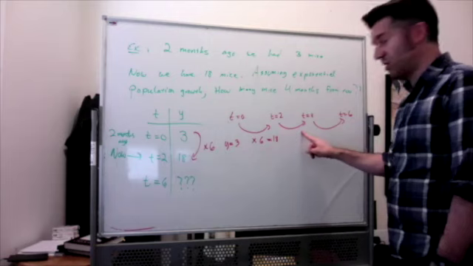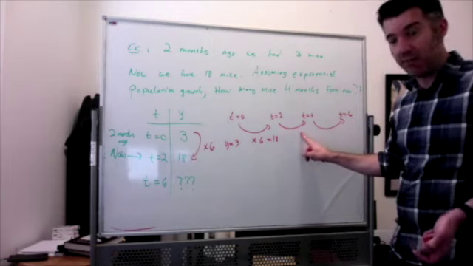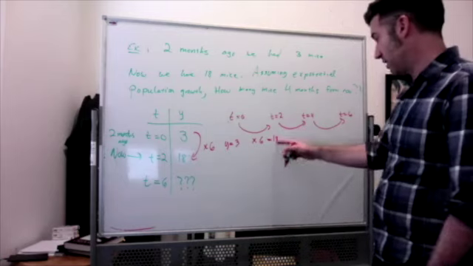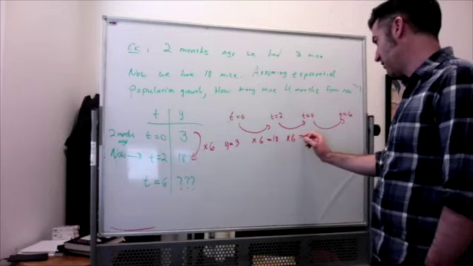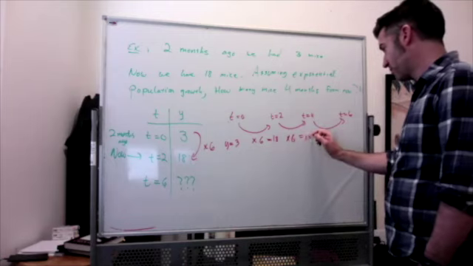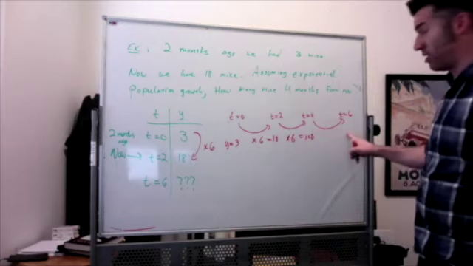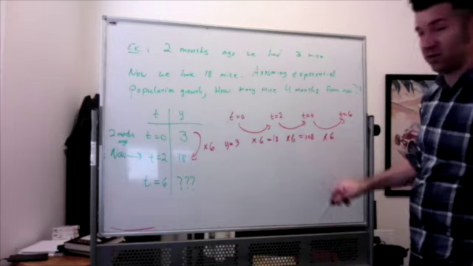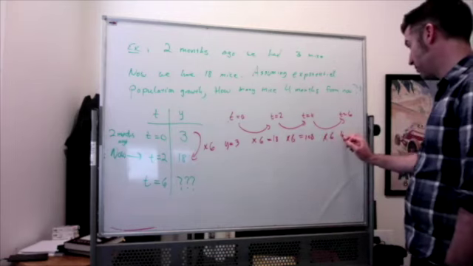But in this next 2-month period, the same thing happens, right? In a 2-month period, the population multiplies by 6. So 18 times 6 is going to give us, let's see, 108. And then in the next 2-month period, the population is going to multiply by 6 again. And 6 times 108 is 648.